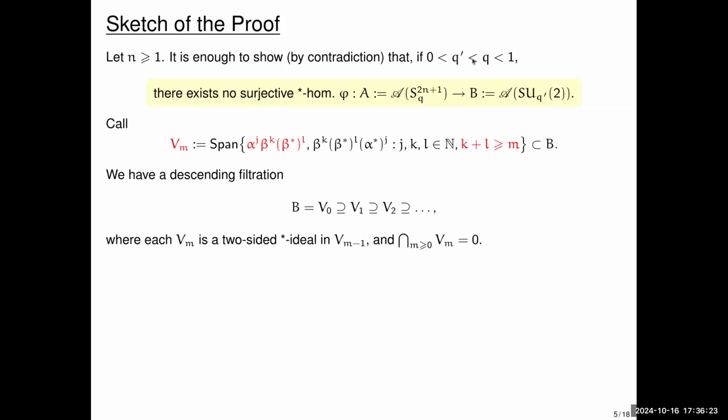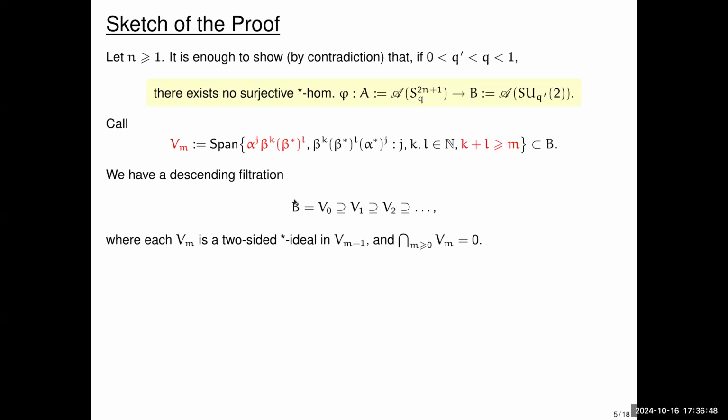So how do you do it? You have your generators alpha and beta. You can construct a basis of SU_q prime(2) given by alpha to the power j, beta to the k, beta star to the l, and its adjoint. And if you take the monomials with k plus l greater or equal than some m, this spans a subspace that I call V_m here. This is a subspace of B, the algebra of SU_q prime(2).